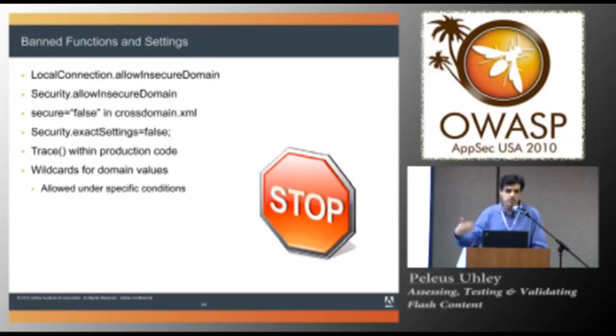Allow insecure domain is one of those. We put insecure in there for a reason. We wanted to let them know what they were doing was not ideal. Setting secure equals false in a cross-domain XML file. Setting Security.exactSettings to false. Basically, all these, in one way or another, shut off security within the environment. So some of this information is also published as far as best practices go.